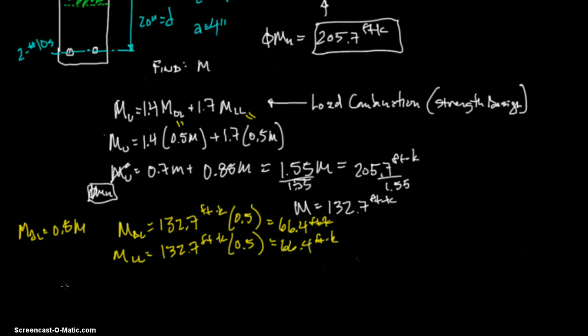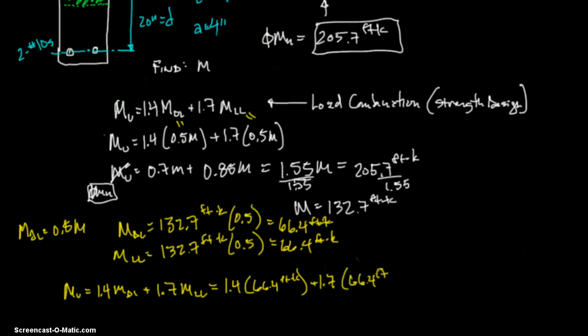So when we go ahead and put it in, you say MU equals 1.4 load factor times MDL, which is right up there, plus 1.7 times the live load moment, equals 1.4 times 66.4 foot-kips, I'll go ahead and put it in there, plus 1.7 times 66.4 foot-kips. And this should be hopefully exactly, but remember, we've been rounding, so it's not going to be exact. 1.4 times 66.4 plus 1.7 times 66.4 equals 205.8 foot-kips. And that's right on, for all intents and purposes. We rounded, so it's supposed to be that exactly, but we're close enough.